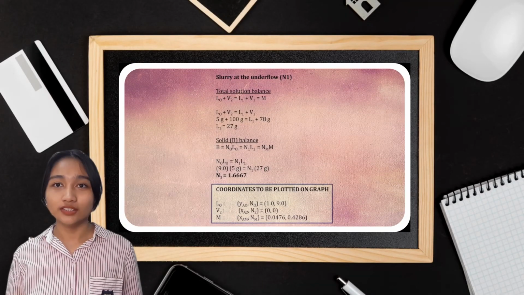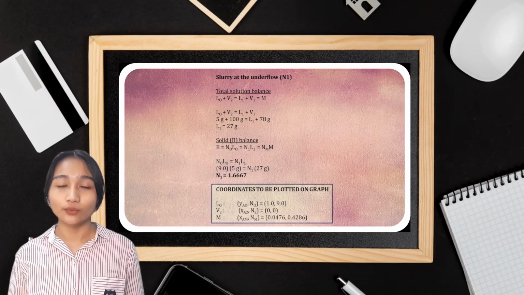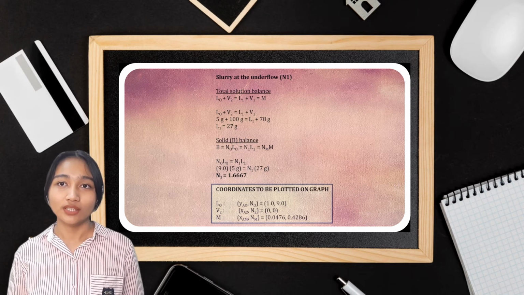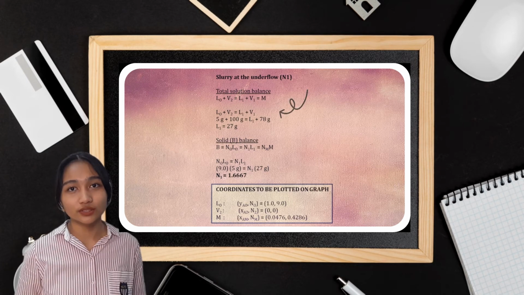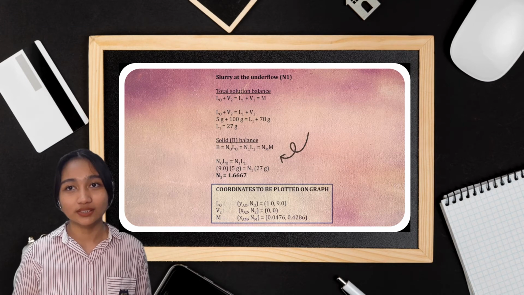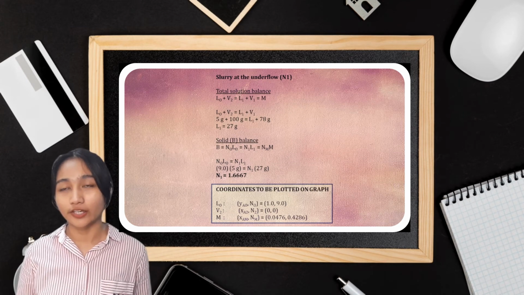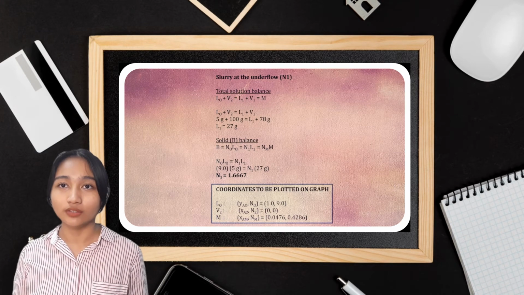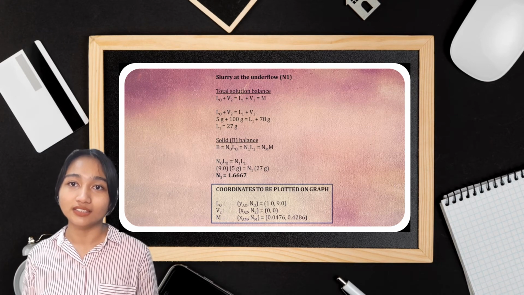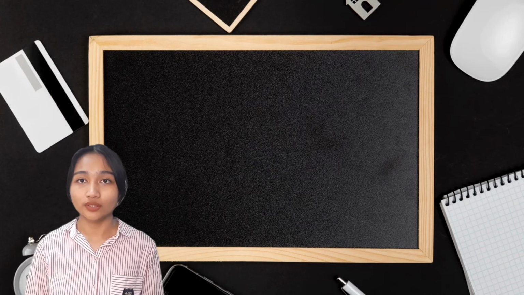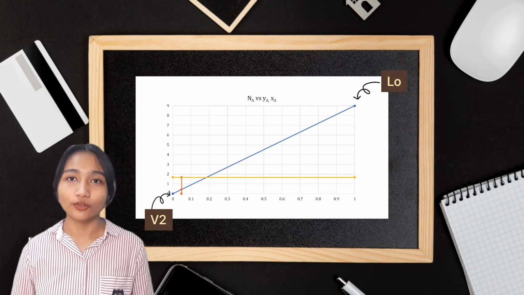Next, we calculate the slurry at the underflow, which is N1, to be plotted on the graph. N1 can be calculated by using overall balance and solid balance. Then, these coordinates for L0, V2 and M are identified, so these values are plotted on the graph N versus Y and XA. After the graph is plotted, a straight line is made between L0 and V2.